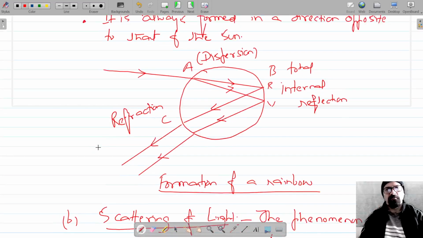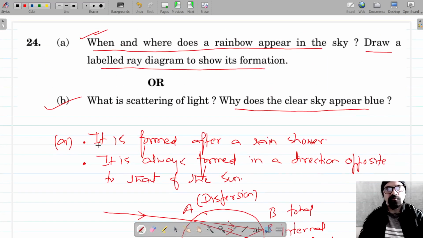Okay, this is the answer for question number 24. Let's move on to the next question.